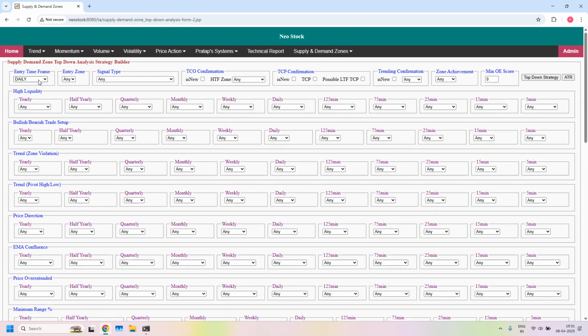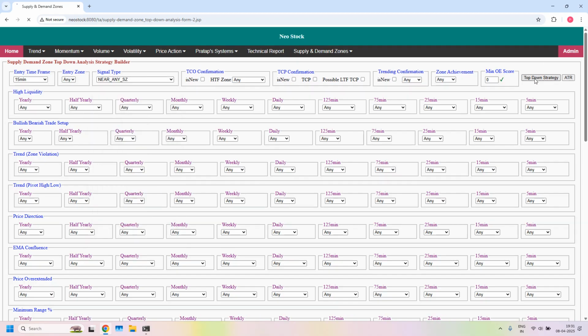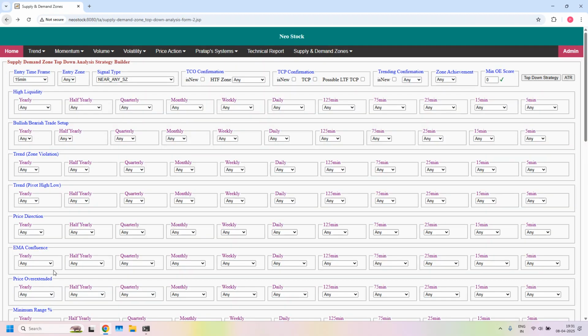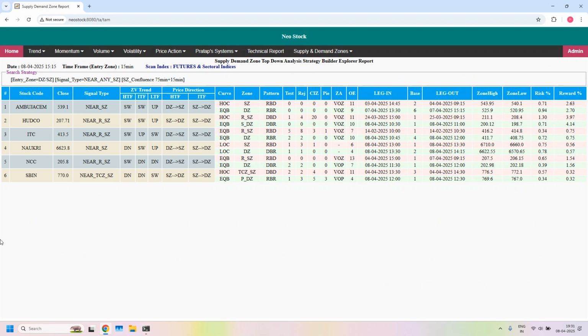Okay, next 15 minutes time frame, stocks near 15 minutes supply zone. We got 10 stocks. Let us verify 15 minutes and 75 minutes supply zone confluence supported stocks. Okay, here I am enabling the filter. Six stocks are filtered. Third one is PRC zone.